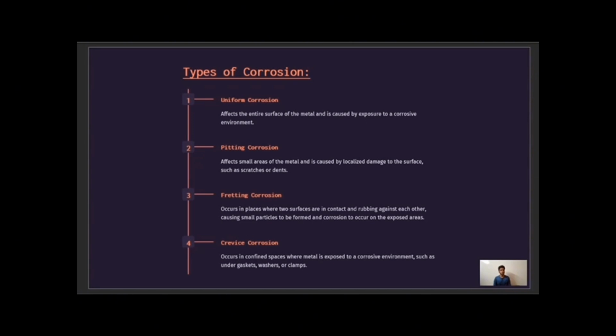and dents. Fretting corrosion occurs in places where two surfaces are in contact and rubbing against each other, causing small particles to be formed and corrosion to occur on exposed areas. Crevice corrosion occurs in confined spaces where metal is exposed to a corrosive environment, such as under gaskets, washers, or clamps.